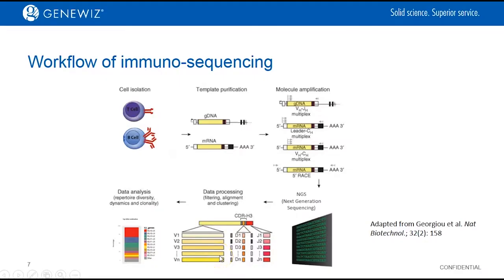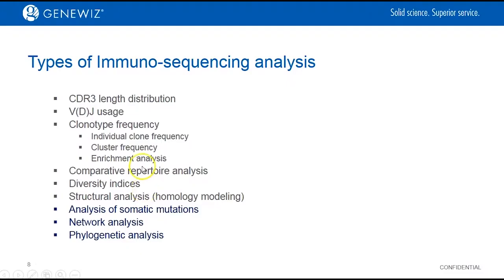The bioinformatics analysis consists of two parts. First, assignment of the germline V, D, and J regions and CDR regions, and second, the data analysis itself. So these are the main types of data analysis or immunosequencing analysis. Most of the types of analysis are common to B and T cell receptors, whereas the last three types are specific to B cells because they handle somatic hypermutation.